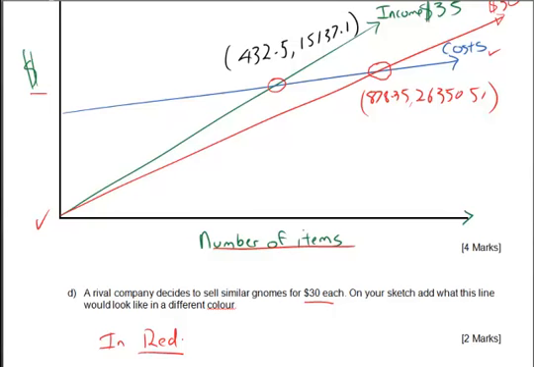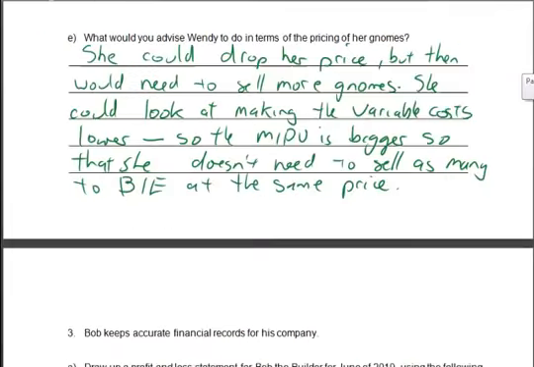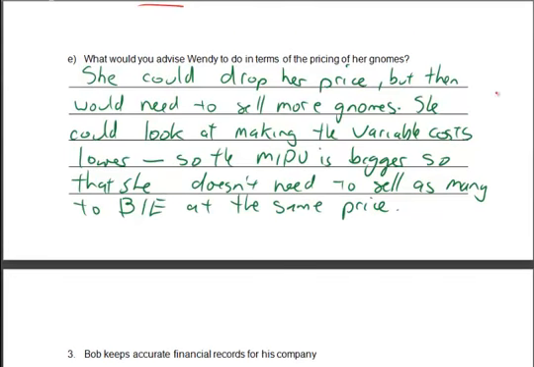So you can see that your break-even has nearly doubled if you add $5 onto your price. So what could you do? Wendy could drop her price, but then she has to sell more gnomes, or she could look at making the variable cost a bit lower so the marginal income per unit is higher, so she doesn't have to sell as many to make money or get to the break-even point.